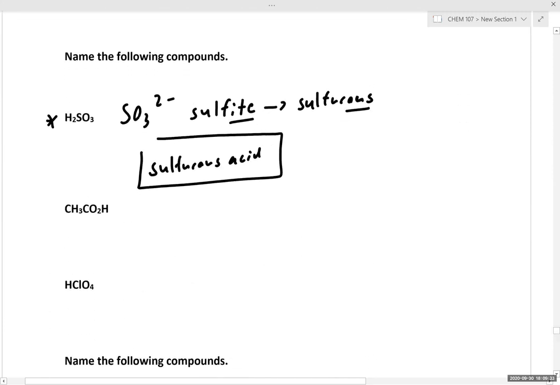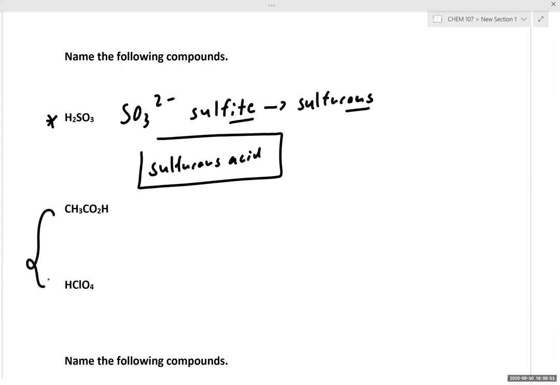So what I'd like you to do now is to try to name the following two compounds. We'll give everyone about 3 minutes to work through these examples, and then we'll discuss. And if you have any questions working through these examples, don't be shy to ask them in the chat or verbally.